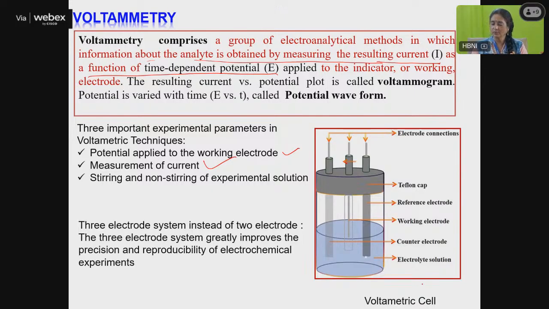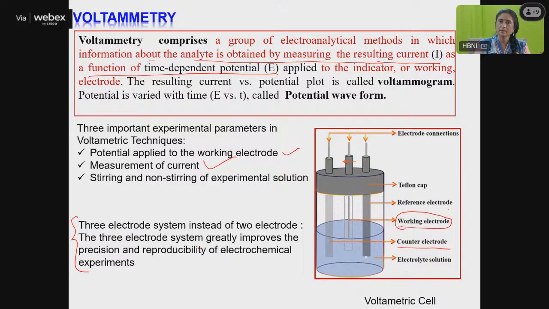So now a typical voltammetric cell looks like this. This is the electrode connection. This is the cap of the cell, and here is a reference electrode. Now, reference electrodes, as you may know, include the calomel electrode and the silver chloride electrode, in which the potential is known, and therefore they are used as the reference cell. Now this is the working electrode, where your analyte is actually getting reduced or oxidized, this is the counter electrode, and this is the electrolytic solution. So a three-electrode system is normally used during voltammetry.